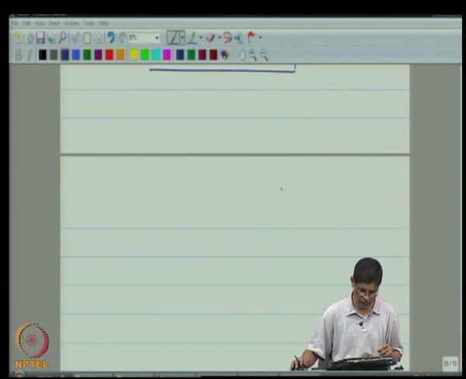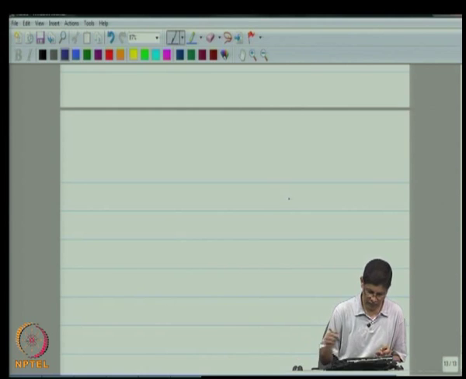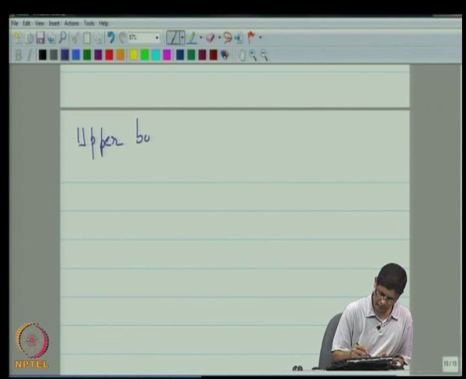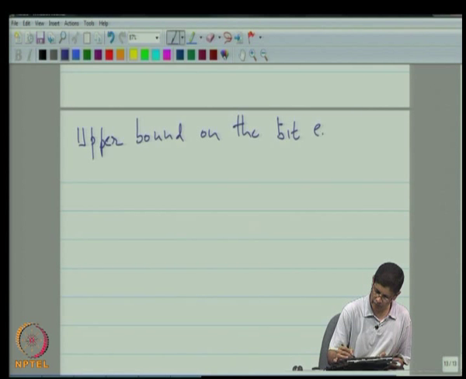So, it turns out, so the title is upper bound on the bit error probability.